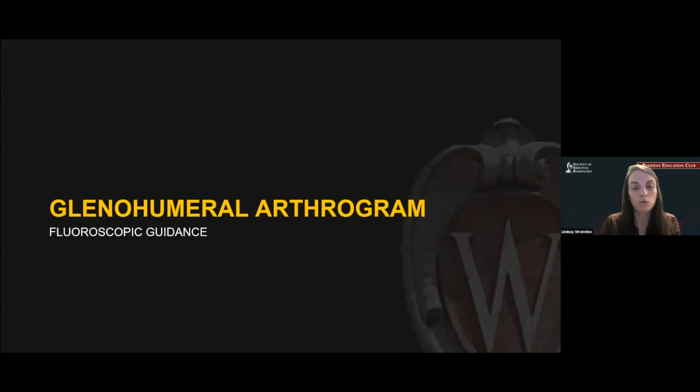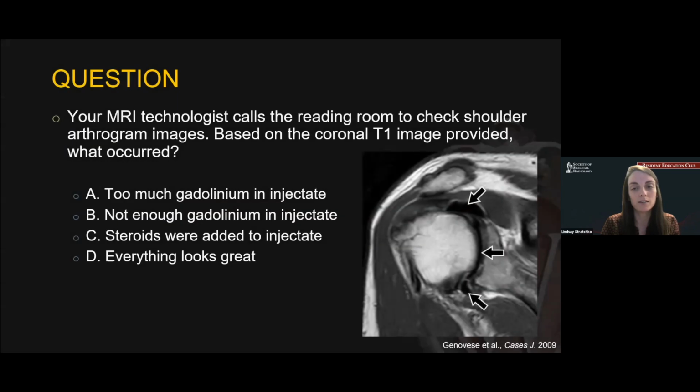All right, so moving from glenohumeral injections to arthrograms, again sticking with fluoroscopic guidance, we've got another image here. You're called by your MRI technologist and they ask you to check this shoulder arthrogram image. Based on this coronal T1 image provided, what's going on?